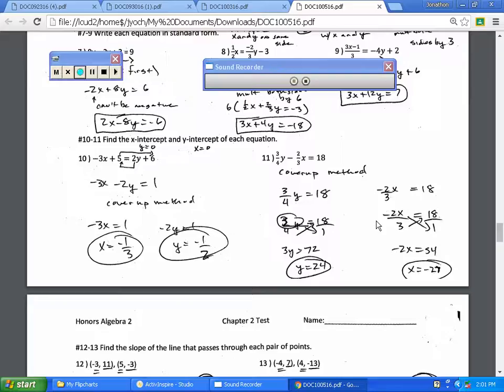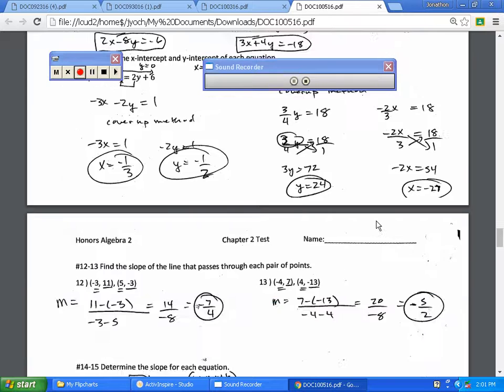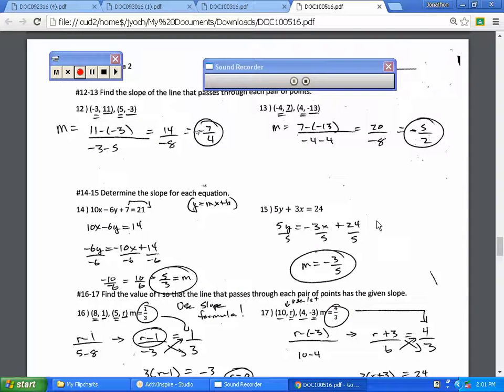Cover-up method used right away in 11. 3/4 y is 18. You can multiply both sides by 4/3 to get your answer right away, or cross multiply like I did there. Same technique used, guys. It's -2/3 x equals 18. You get x is -27. First page is 31 points. For us, those should be easy 31 points to get.